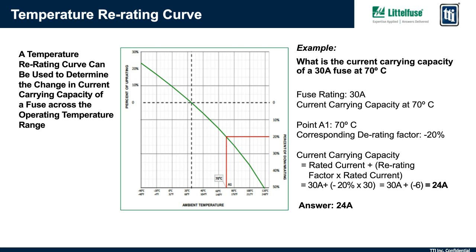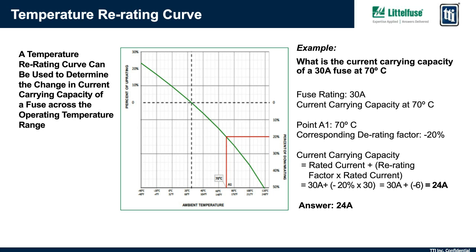So the current carrying capacity at 70 C would be the rated current plus the rerating factor multiplied by the rated current. So 30 amps plus negative 20% times 30 is 30 amps minus 6, which is 24 amps. At this elevated ambient condition of 70 C, we should expect this 30 amp fuse to only have a current carrying capacity of 24 amps.